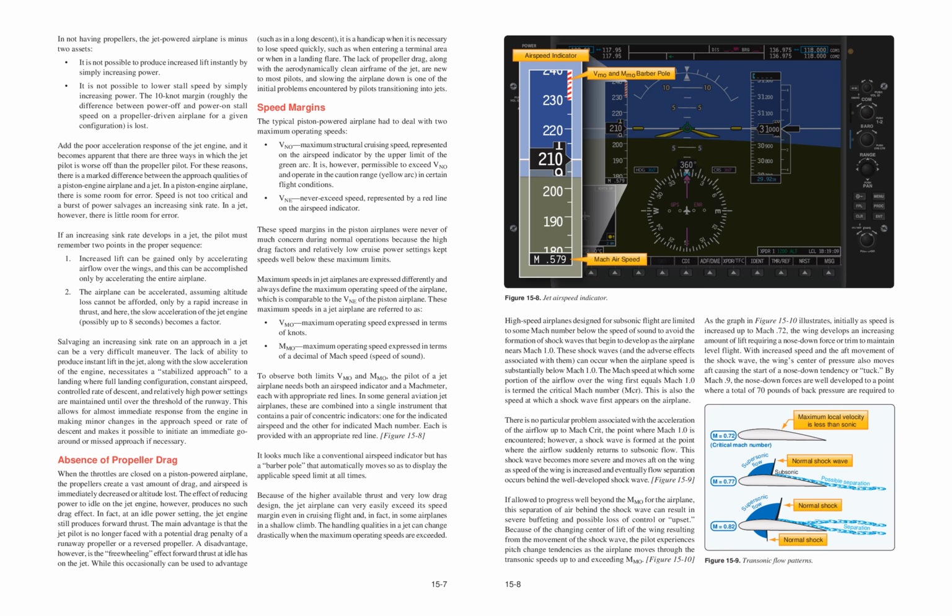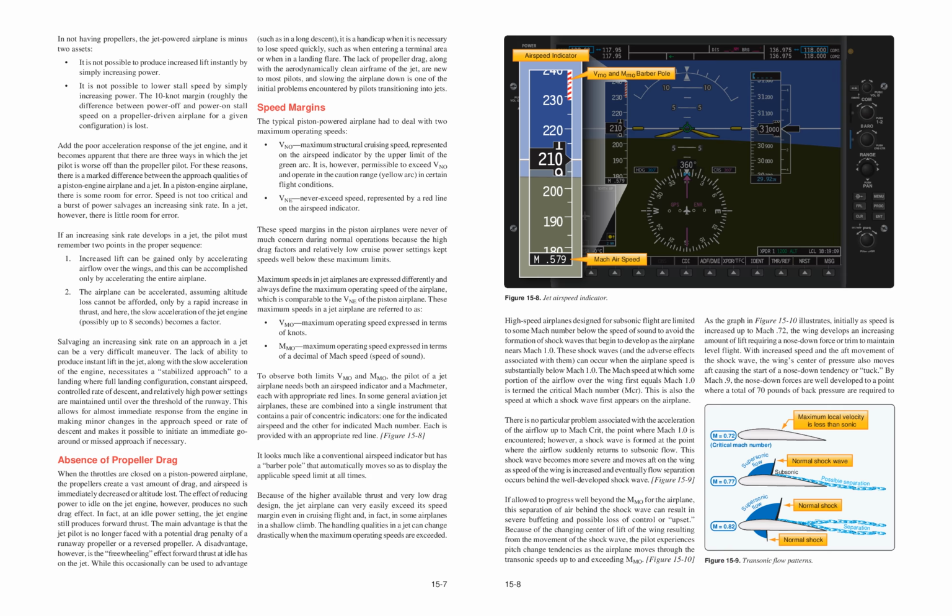If an increasing sink rate develops in a jet, the pilot must remember 2 points in the proper sequence. 1. Increased lift can be gained only by accelerating airflow over the wings, and this can be accomplished only by accelerating the entire airplane. 2. The airplane can be accelerated, assuming altitude loss cannot be afforded, only by a rapid increase in thrust, and here, the slow acceleration of the jet engine, possibly up to 8 seconds, becomes a factor. Salvaging an increasing sink rate on an approach in a jet can be a very difficult maneuver.